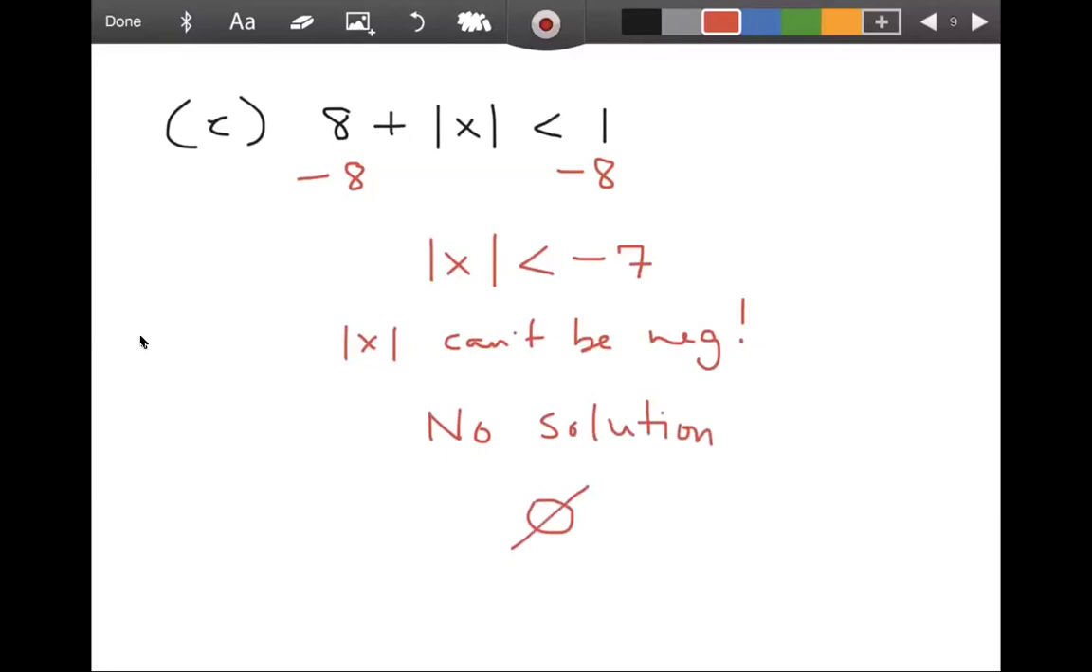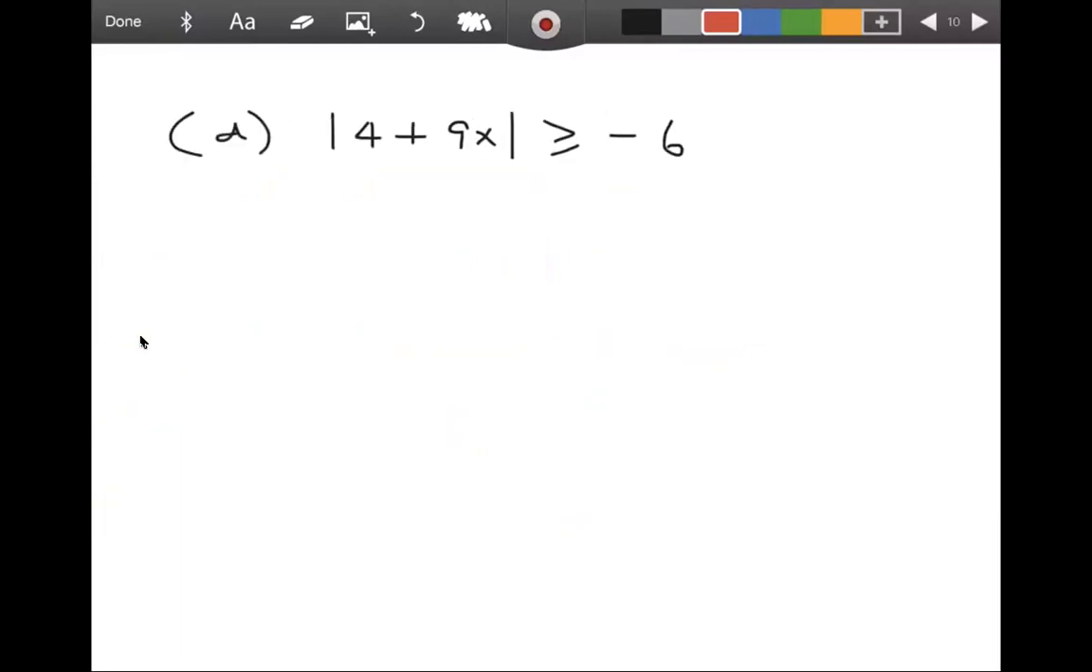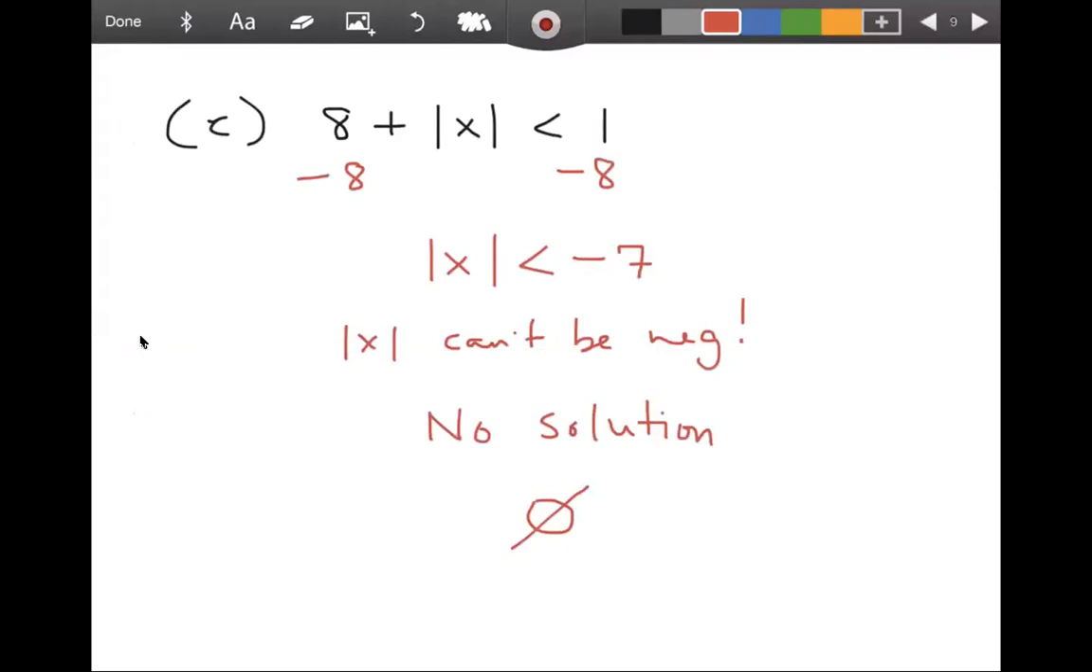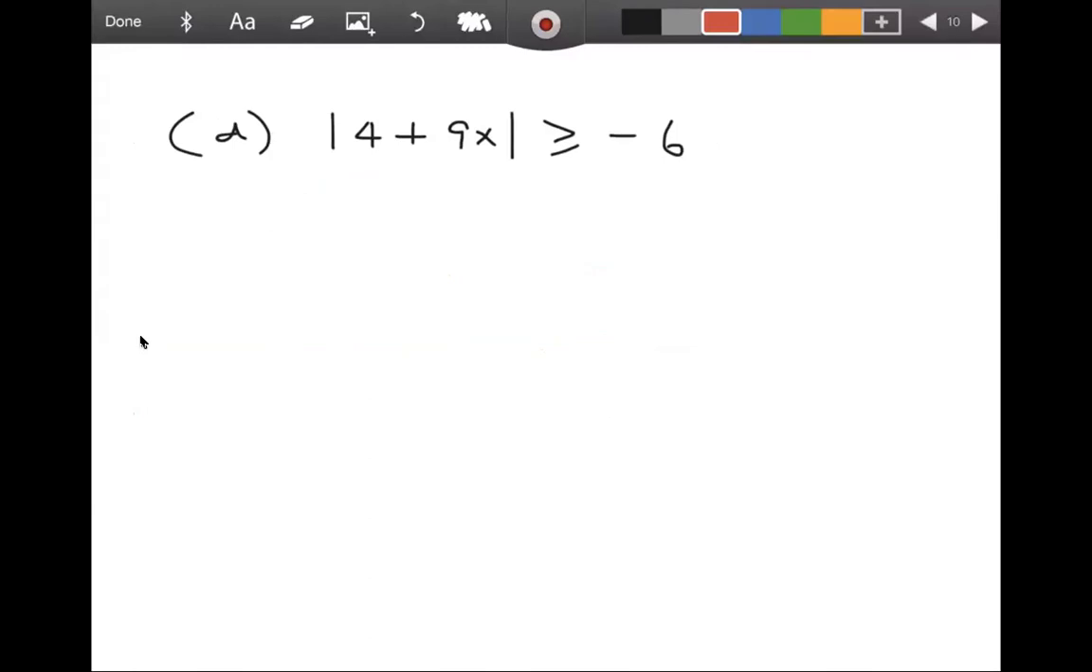Let's look at letter D. The absolute value of 4 plus 9x is greater than or equal to -6. So this time the absolute value is isolated. But once again, the number on the right side is not greater than 0. So you might be thinking, Mitchell, you just did that. The answer is no solution. Well, the difference is that in the last problem, it was less than. And in this problem, it's greater than or equal to. So that might be a different story.